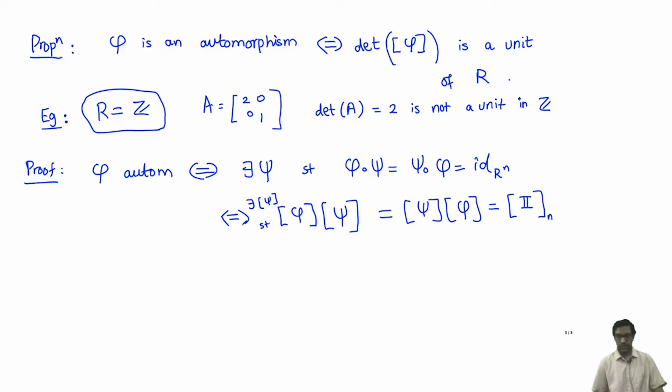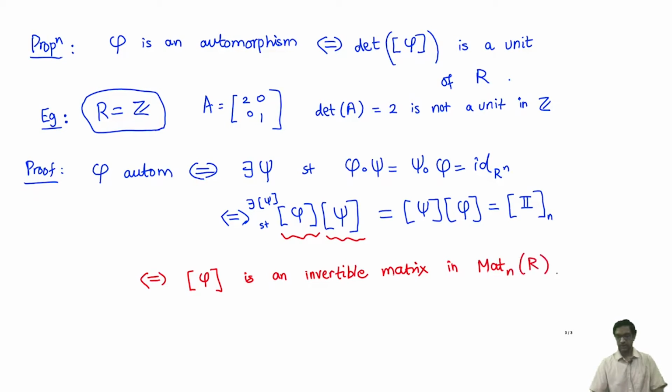So what does this really mean? It says that to understand when phi is an automorphism, it's enough to understand when the matrix of phi has an inverse. So this matrix here is the inverse of this matrix phi. Therefore phi is an automorphism is the same as saying the matrix of phi is an invertible matrix. It's got a matrix inverse. But now where is this happening? This is in the space of all n cross n matrices with entries in the ring R. Recall that this itself is a ring, the ring of matrices with entries in any ring R, and we are saying that this matrix phi has to be an invertible element of that ring.